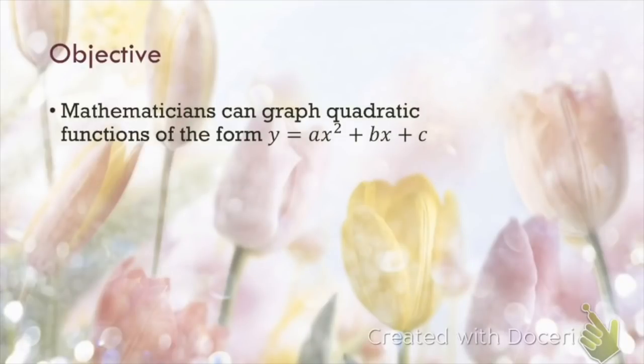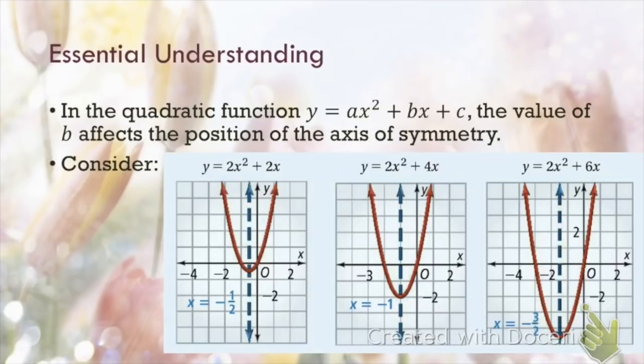Today, our objective is that the mathematicians, you all, can graph quadratic functions in the form of y equals ax squared plus bx plus c. So, some things that we need to understand to get started. In the quadratic function y equals ax squared plus bx plus c, the value of b directly affects the position of the axis of symmetry.